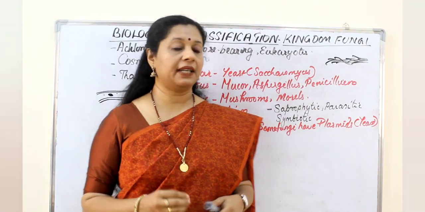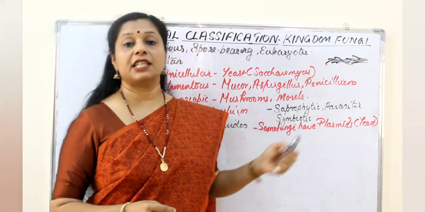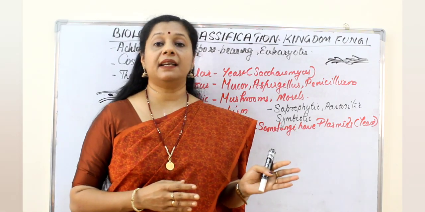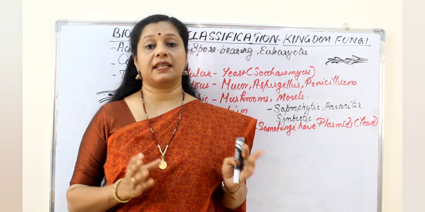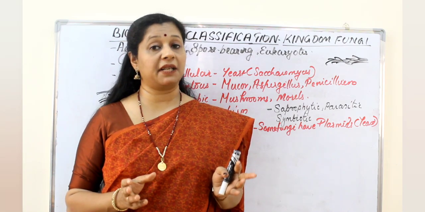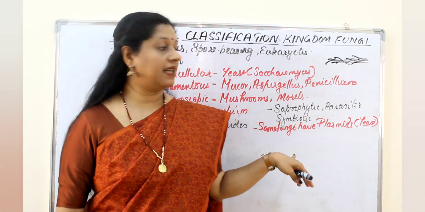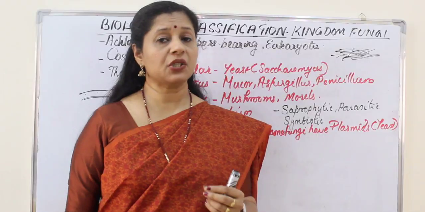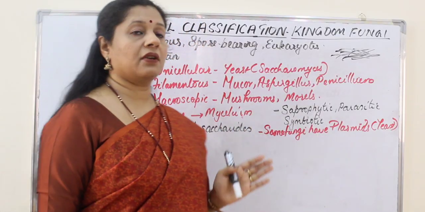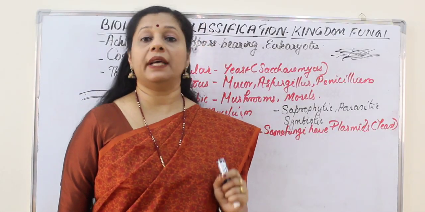Another important point you can keep in mind is the presence of plasmid. We learned that bacteria have plasmid in them. It is an extra-chromosomal circular autonomously replicating DNA which is also present in some yeast. So these are the general characteristics of fungi. Now let's see how they reproduce.